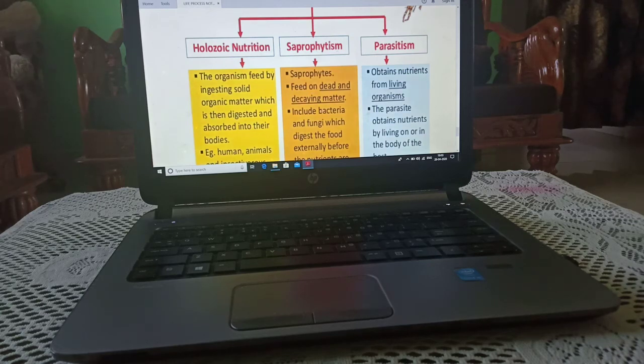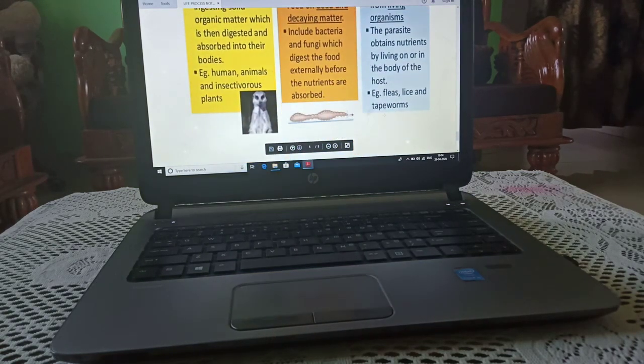Example, bacteria and fungi. Parasitism. In this, organisms live on other organisms for their food, feeding and shelter. Example, fleas, lice and tapeworm.